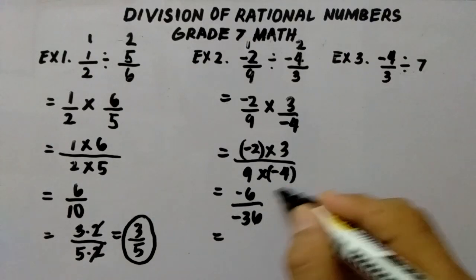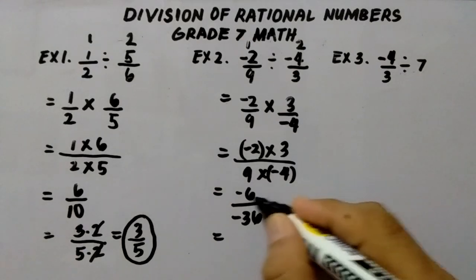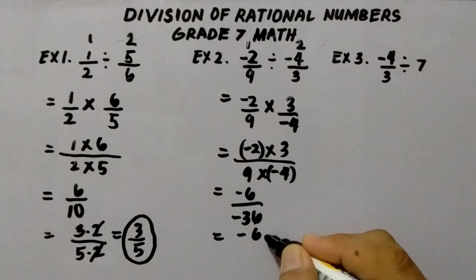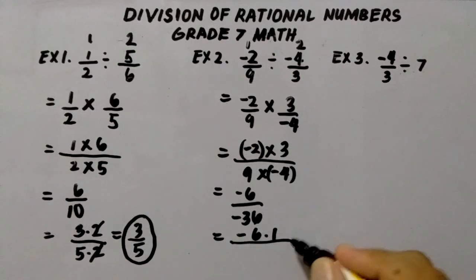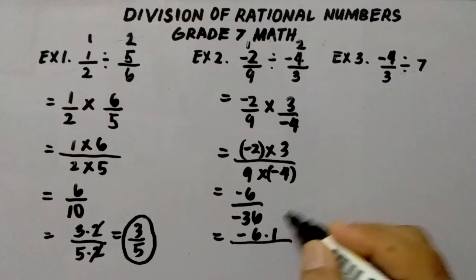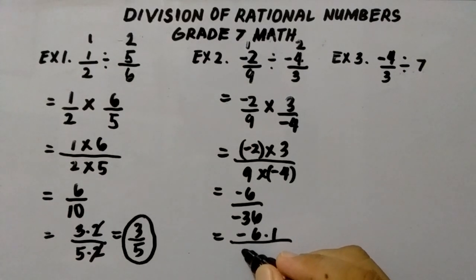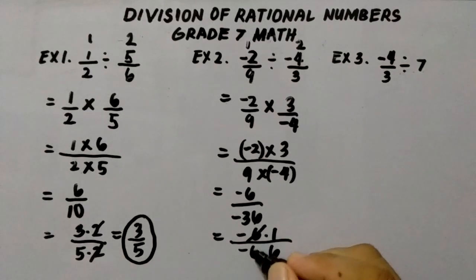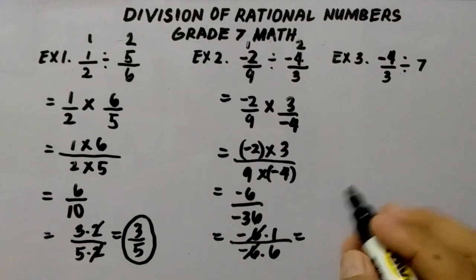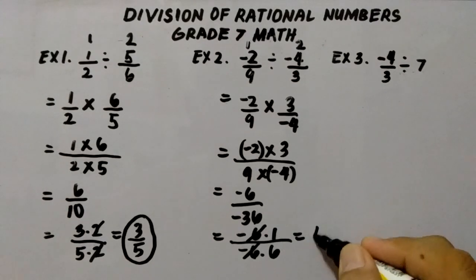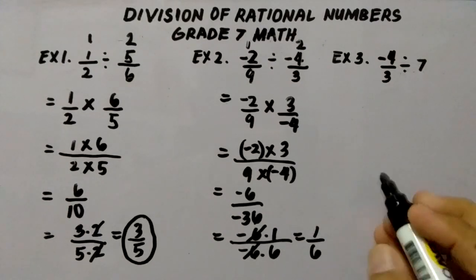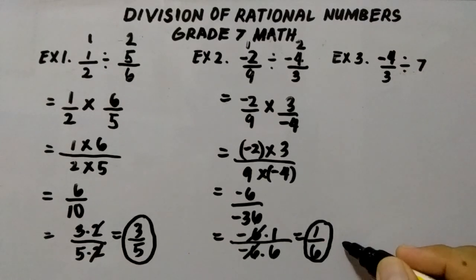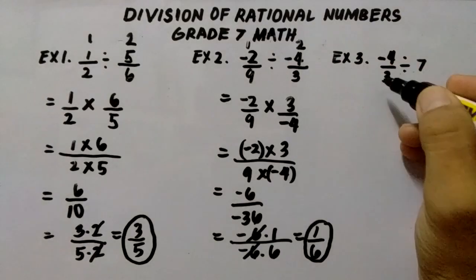Okay, so let's have the factors of negative 6. So, we have negative 6 times 1 over. So, ang factors po ng negative 36, that is negative 6 times 6. Okay, so canceled. So, equals 1 over 6. Okay, so this is the final answer, 1 over 6.